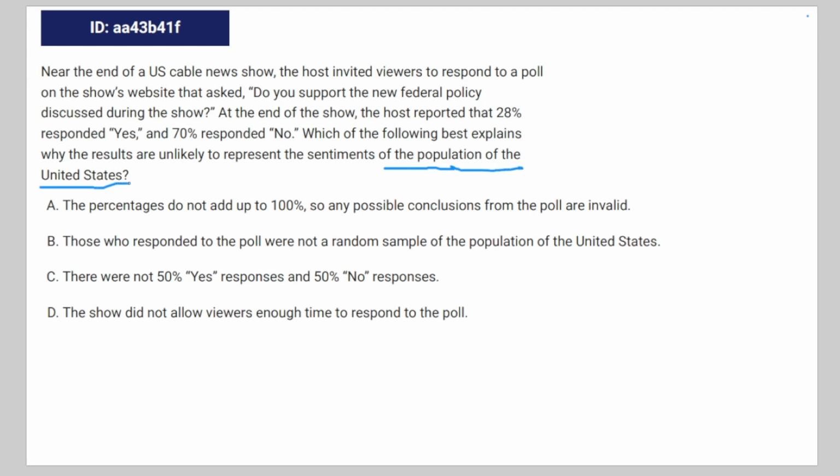Well, all you really have to understand is that not everybody in the United States is going to be watching this U.S. cable news show. Therefore, it's no longer a random sample because you have to be somebody watching a U.S. cable news show, which again, not everybody in the U.S. does. So, B, those who responded to the poll are not a random sample of the population of the United States, is the correct answer.